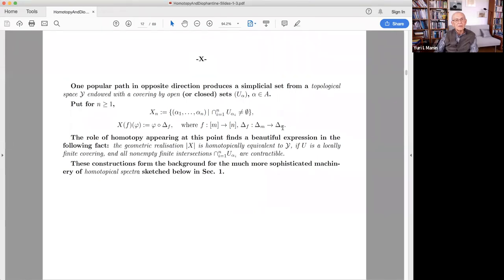an obvious condition on maps. And the role of homotopy appearing at this point finds a very beautiful expression in the following fact. It is simply stated, but not quite simply proved. Namely, if we start with a simplicial set and produce a geometric realization, X, it will be homotopically equivalent to the initial Y, if U is a locally finite covering and all non-empty finite intersections are contractible. And this construction forms the background for the much more sophisticated machinery of homotopical spectra. And now I will pass to them.